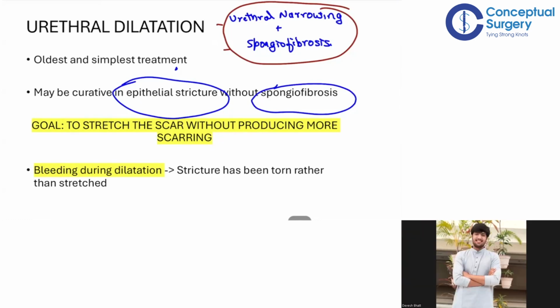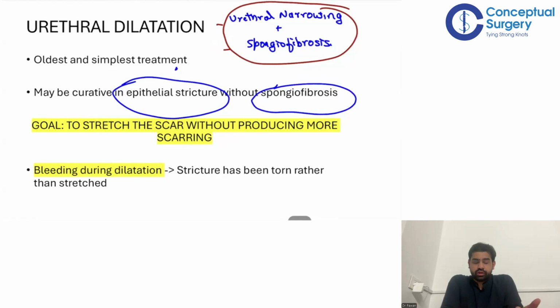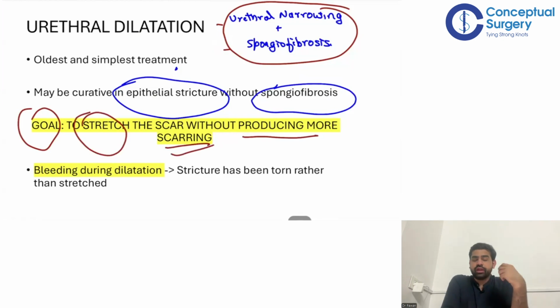Now, whenever we perform a urethral dilation, what is our goal? Our goal is to stretch the stricture. Our goal is not to tear the stricture. Our goal is to stretch the scar without producing more scarring. If there is a narrowing, if there is a ring, we want to stretch it. If we tear it, what is going to happen? Again, the fibrosis is going to happen, and the next time, whatever scar is going to get formed is going to be even tougher. Are you understanding my point?